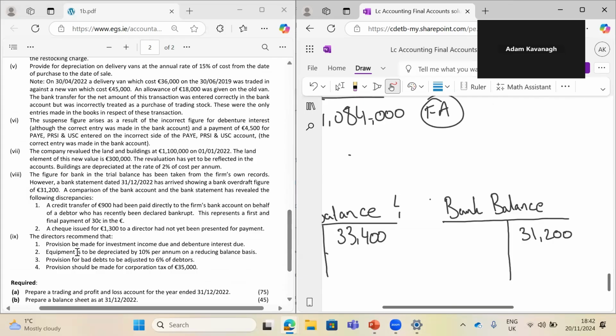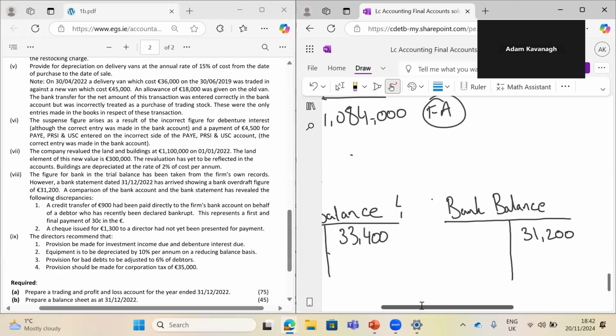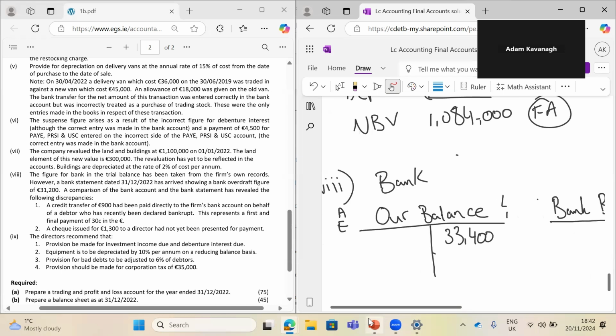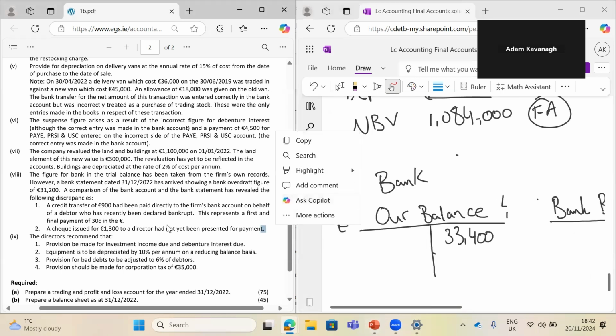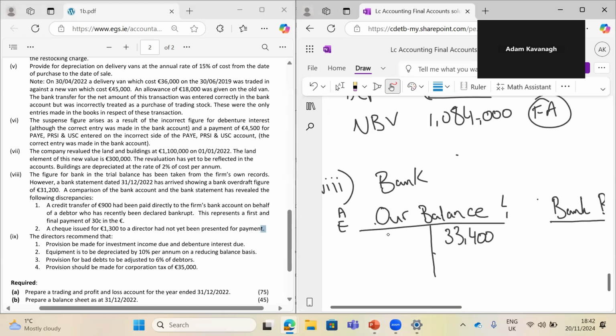So the first transaction, a credit transfer of 900 had been paid directly into the firm's bank account on behalf of a debtor who had recently been declared bankrupt. So if it arrived into our bank account directly, it means we don't know about it. So the bank knew about it, but we didn't. So if money was received into our bank account, it goes on this side, 900.